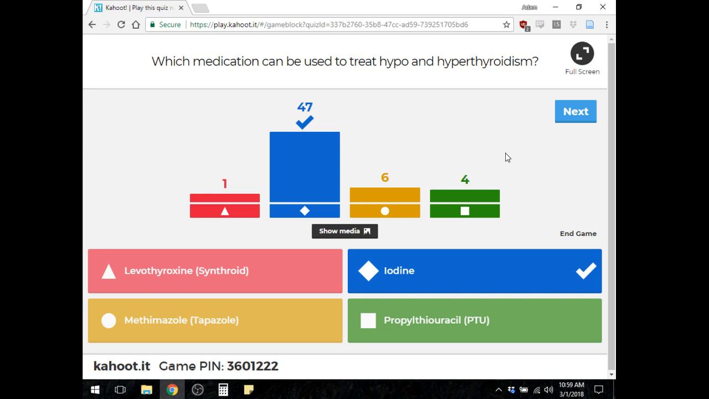How about PTU? That's for hyperthyroidism. Similarly, methimazole is also used for hyperthyroidism. Those help to prevent production of new thyroid hormone, right? So it's better for thyrotoxicosis, thyroid storm, things like that. All right.